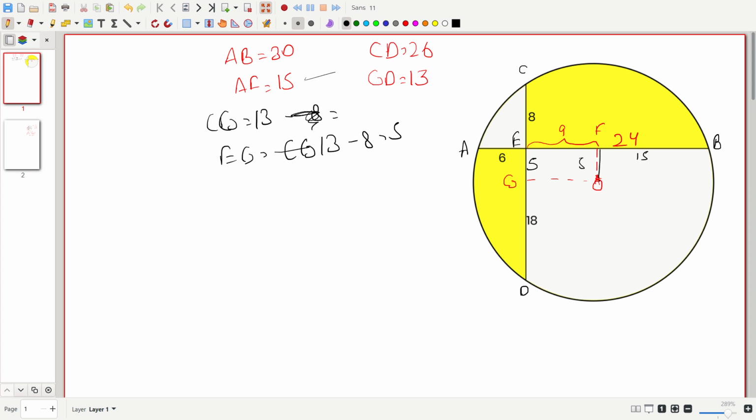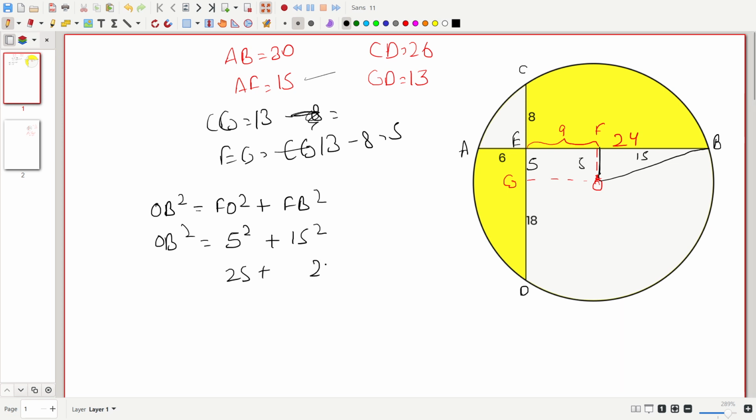I will get the radius of it. Let's use the Pythagoras theorem. What is the Pythagoras theorem? Hypotenuse square is equal to perpendicular square, that is OF square, plus FB square, that is base square. I don't know the value of the hypotenuse, but I know OF square is 5 square and FB square is 15 square. That is 25 plus 225, and this will come out to be 250.